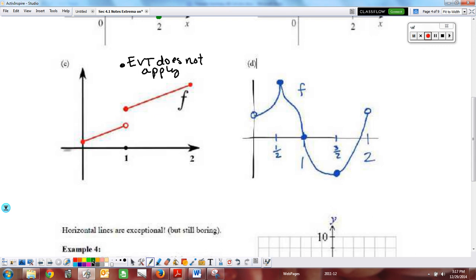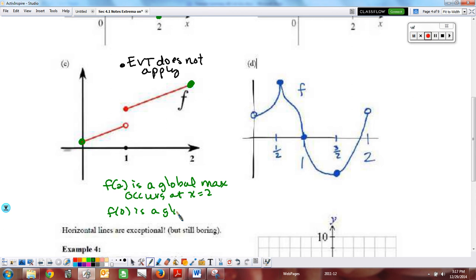However, could we still have a global max and a global min? Sure. The highest value on this is going to be over here. I don't have any scale over here, so we would say that f of 2 is a global max, which occurs at x equal to 2. And we also have a global min over here. We would say f of 0 is a global min, which occurs at x equal to 0. So even though you don't actually have the y value, remember you can name the y value using your function notation. Over here in this last example, here's our 0 to 2.